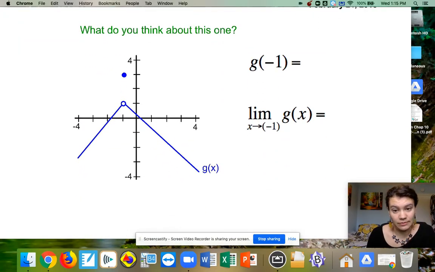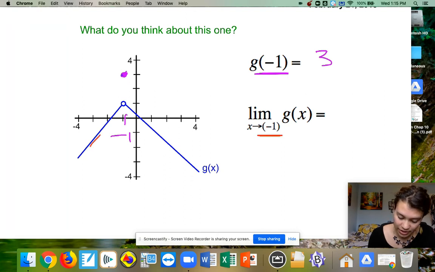All right, this one. First, it wants to know what's the actual value of the function. So where's the closed-in circle? What's the value you would get if you plugged in a number? So at -1, the filled-in circle is right here at 3. The limit then is just what you're doing when you get close to -1. So getting close to -1, we're right here. Getting close to -1, we're right here. So the limit is 1.